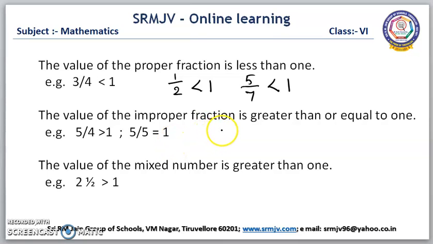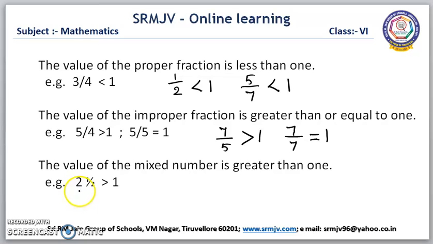Let us see one more example. 7 by 5. Here the numerator is greater than the denominator. So the value of the improper fraction is greater than 1. 7 by 7. Here the numerator is equal to the denominator. So the value of the improper fraction is equal to 1. Is it clear? The next one, the value of the mixed number is greater than 1.